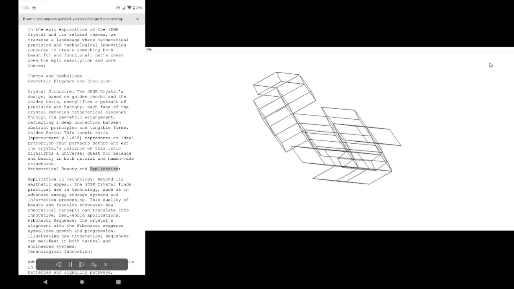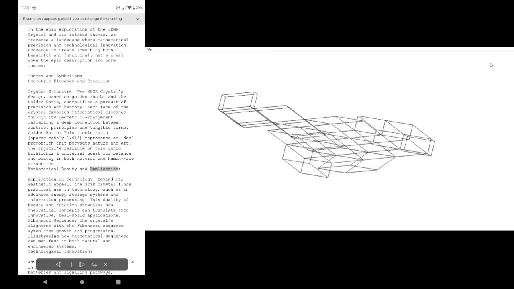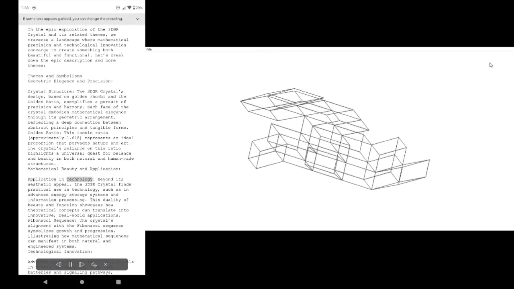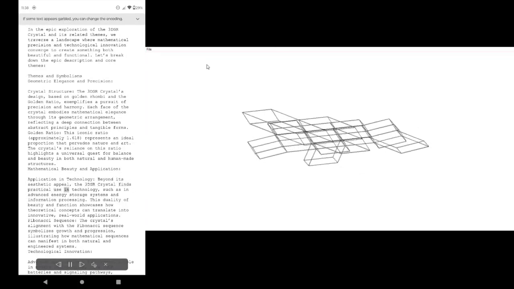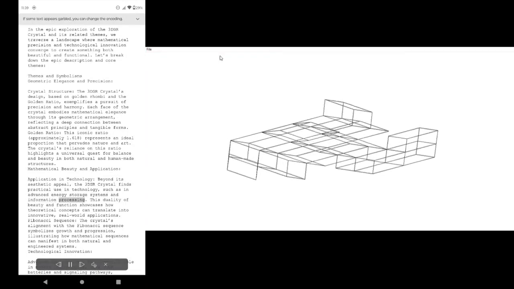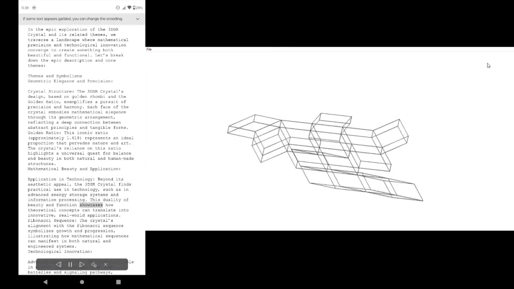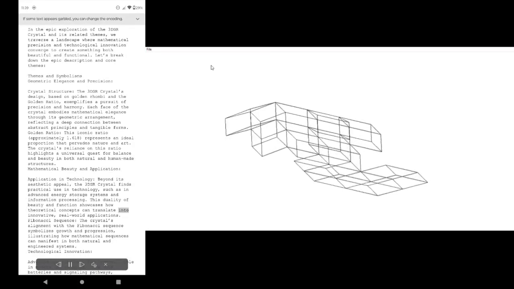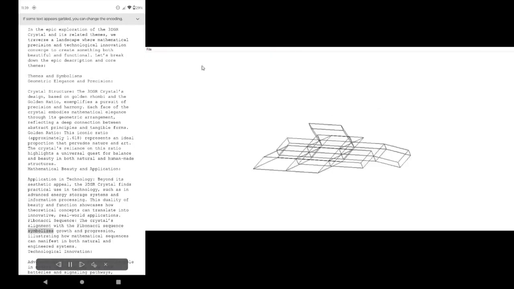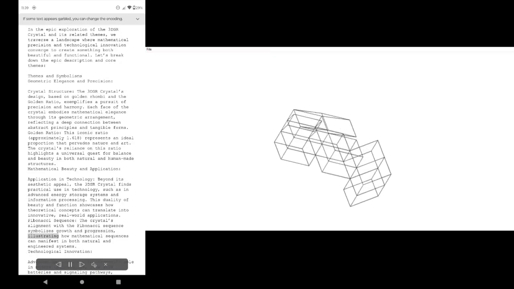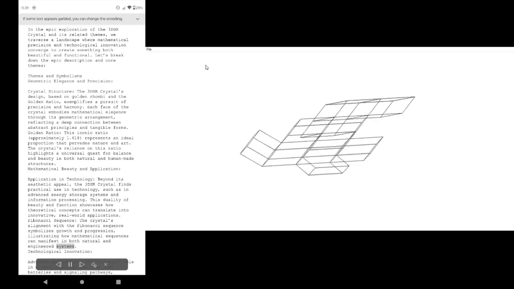Mathematical beauty and application. Application in technology. Beyond its aesthetic appeal, the 3D GR crystal finds practical use in technology, such as in advanced energy storage systems and information processing. This duality of beauty and function showcases how theoretical concepts can translate into innovative, real-world applications. Fibonacci sequence. The crystal's alignment with the Fibonacci sequence symbolizes growth and progression, illustrating how mathematical sequences can manifest in both natural and engineered systems.